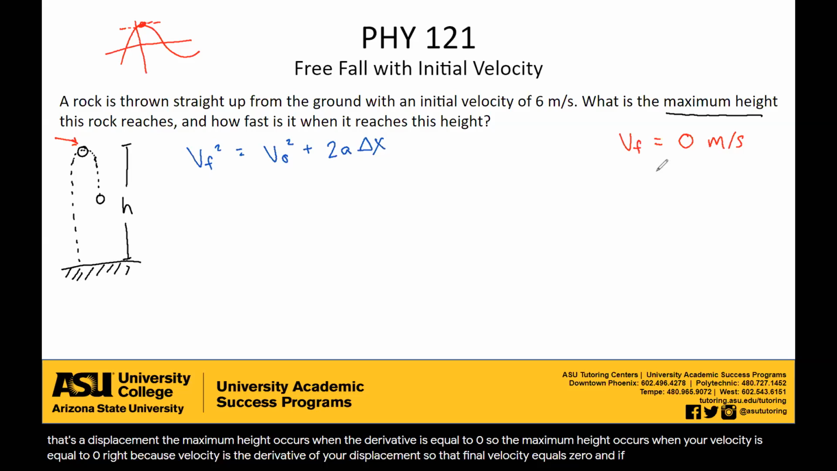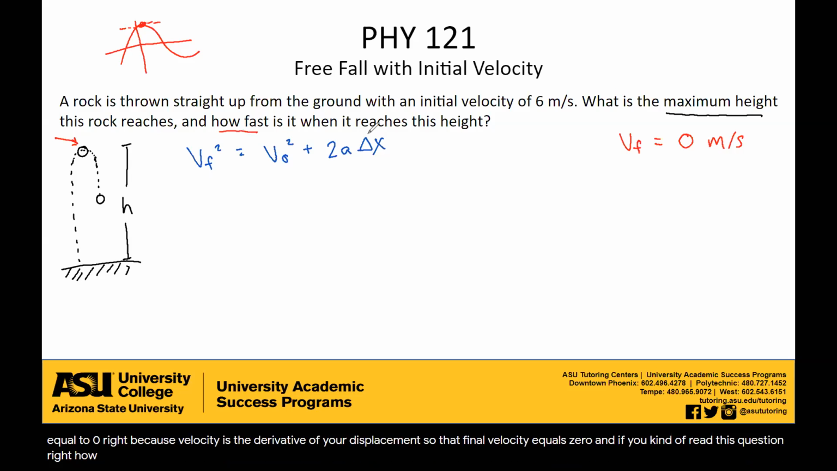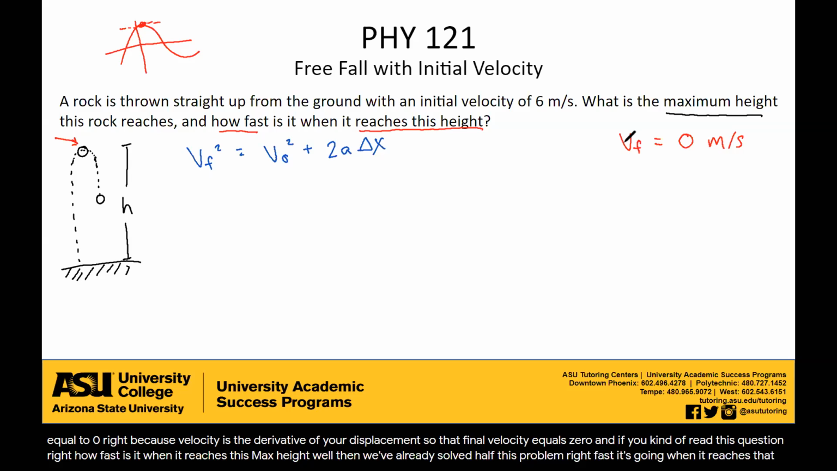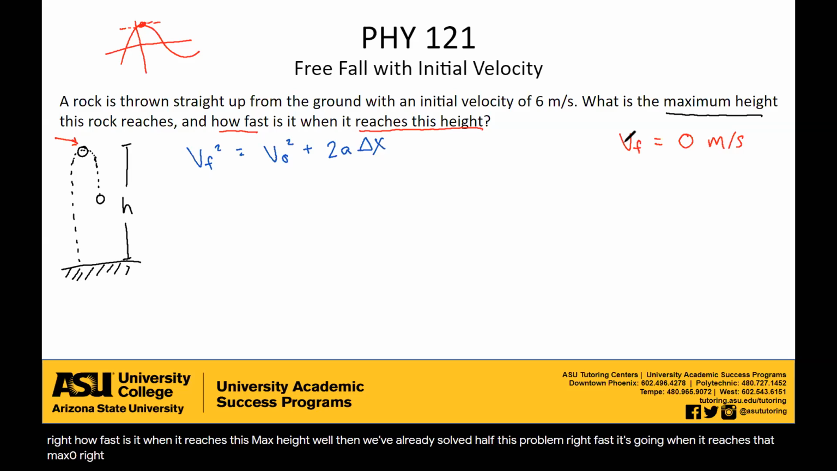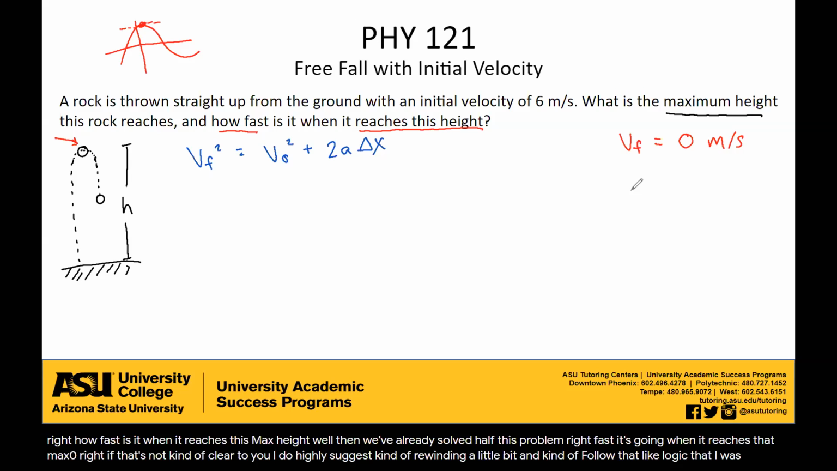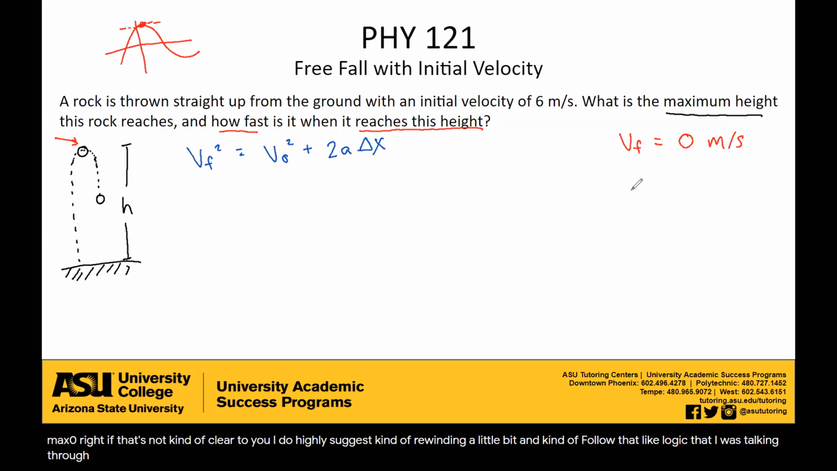If you reread this question, how fast is it when it reaches this max height? Well, we've already solved half this problem. That's how fast it's going when it reaches that max: 0. If that's not clear to you, I highly suggest rewinding a little bit and following the logic I was talking through. That's very important. Okay, so let's get back to this topic.